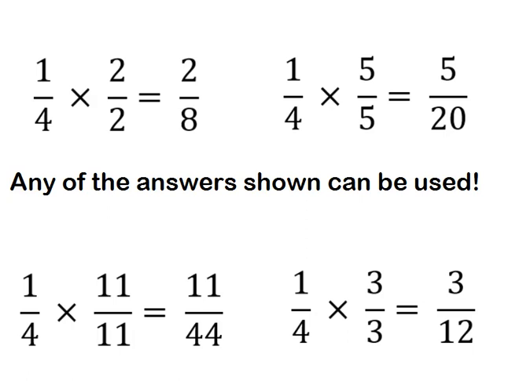Any of these answers can be used, but you know what? You can use any answer. We could have multiplied the numerator and denominator by 6, by 7, by 50, by 100, by 35. Any number you want to use, you can, but you only have to remember to multiply both the numerator and the denominator by the same number. Okay?